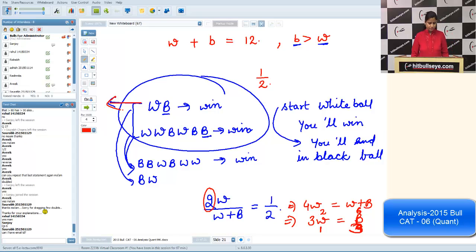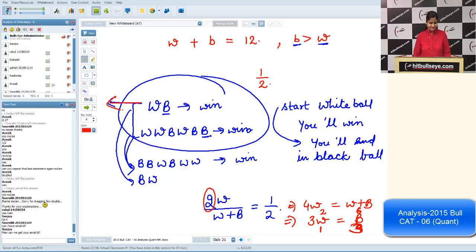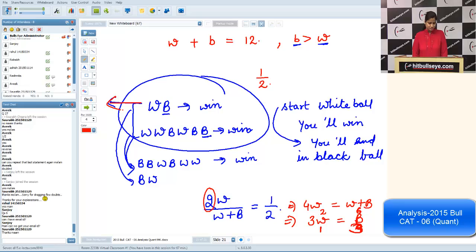Saurabh, you can go to hitbullseye.com. You can take Bullseye ID if you have any doubt. Still any problem left in this paper? Sanjay, it's not permissible. You can write your doubt to Bullseye.